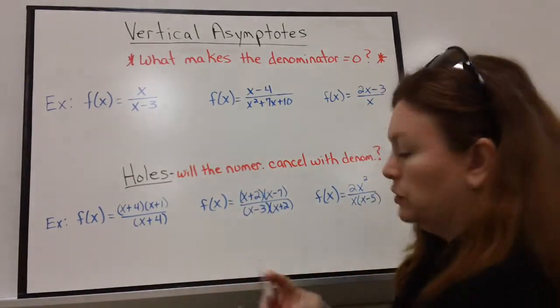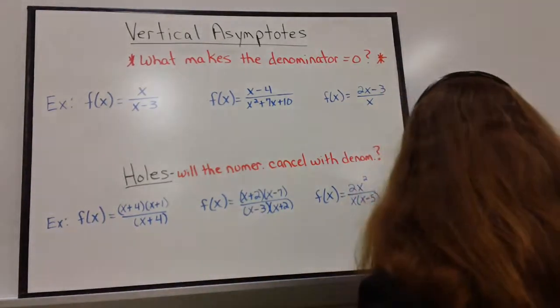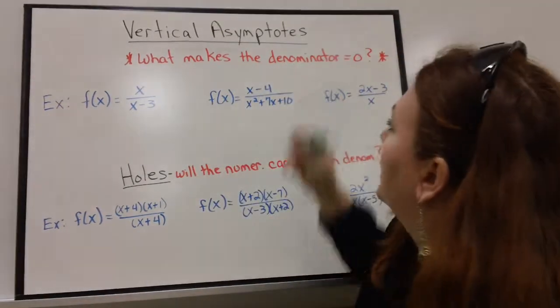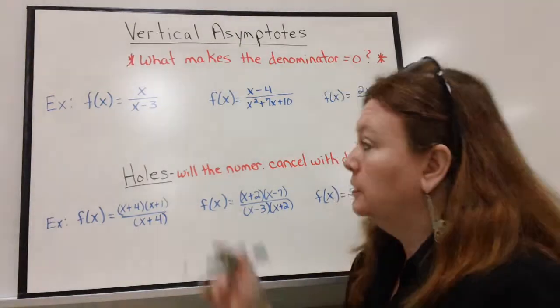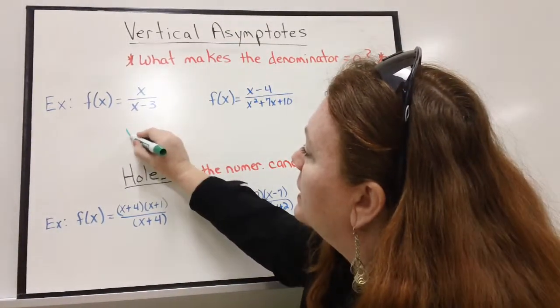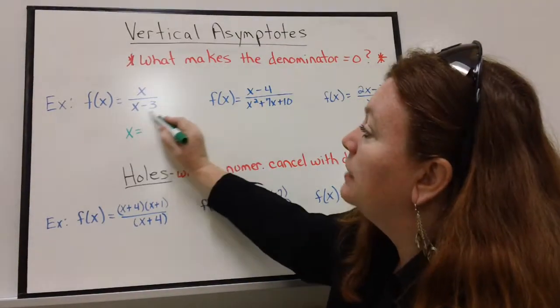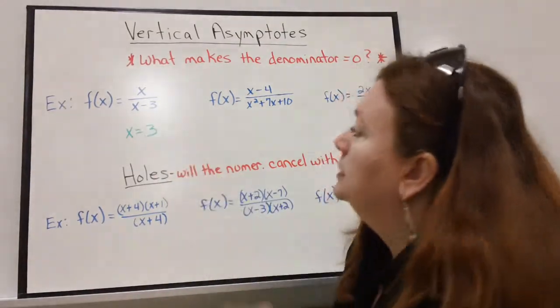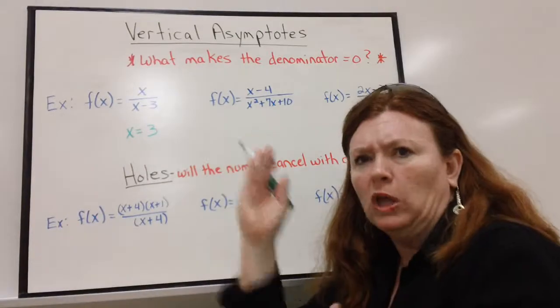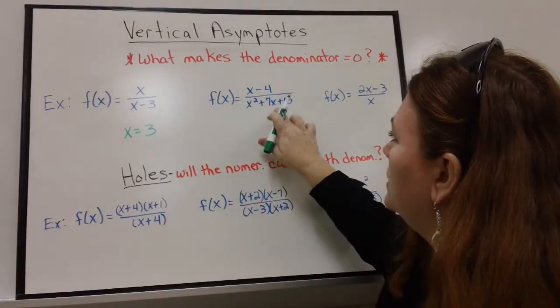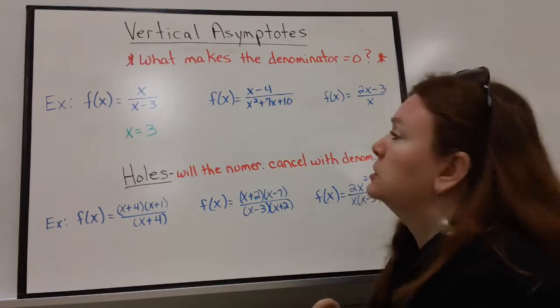So I'm going to use green, since I already have a bunch of red on this one, and blue. I want to find my vertical asymptote. My vertical asymptote is a line, x equals a number. Now, what is x not allowed to be? 3. So x equals 3 is like a wall. It's a vertical asymptote. Now, in this one, I'm going to have to do a little work first.